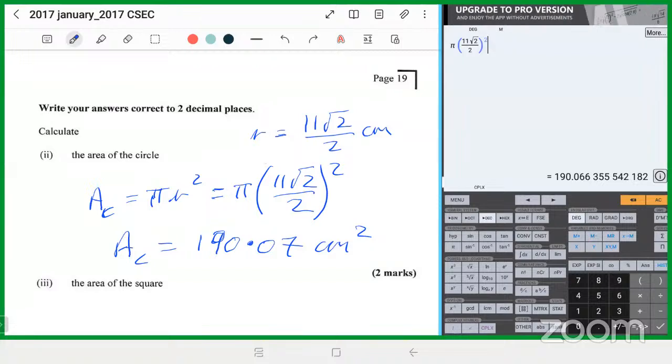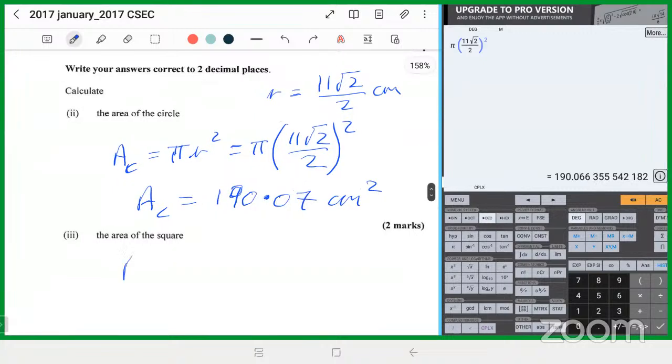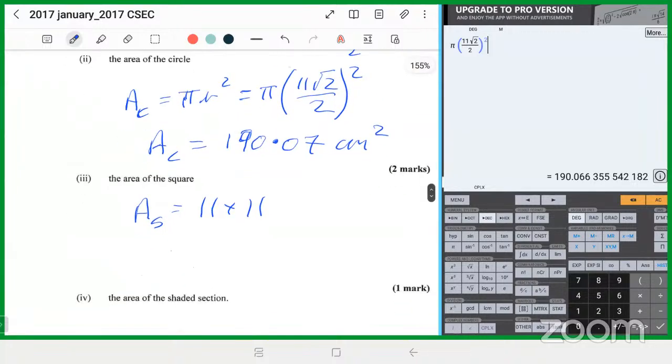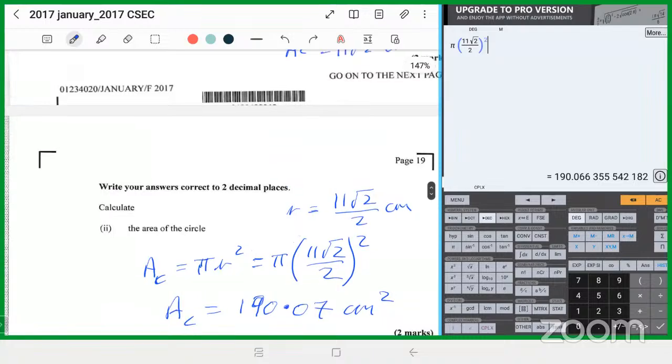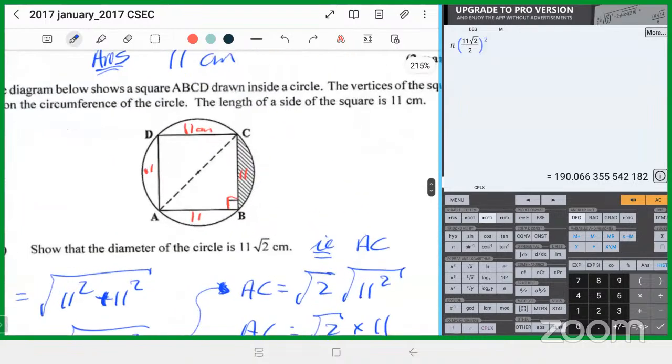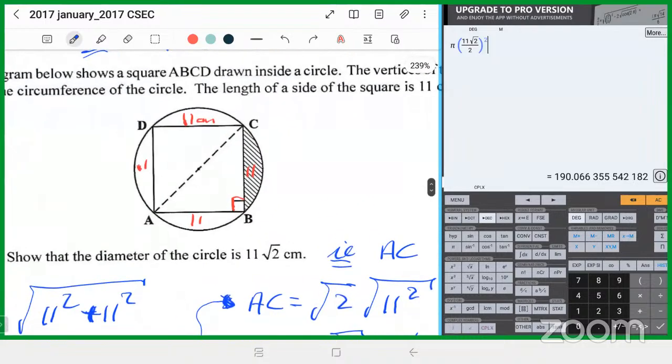Next one wants the area of the square. That's just 11 times 11, right? Let's call it AS for square. It is 11 times 11, which is 121. That's all. 121 centimeters squared is the area of the square. Then I want the area shaded. Let's look at the diagram now. So we want to figure out the area shaded. We'll subtract some areas.